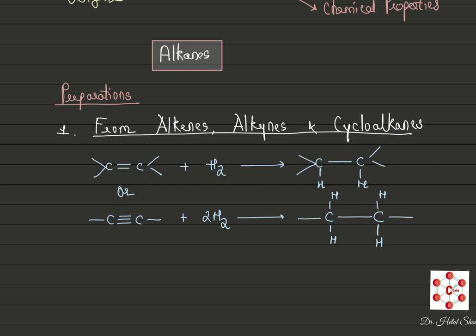Now this reaction is not easy. You need a catalyst without which it won't happen. So what are the catalysts used? Here you can have Pt or Pd or Raney nickel. Any one you can use, Pt or Pd or Raney nickel, and the reaction occurs at room temperature.